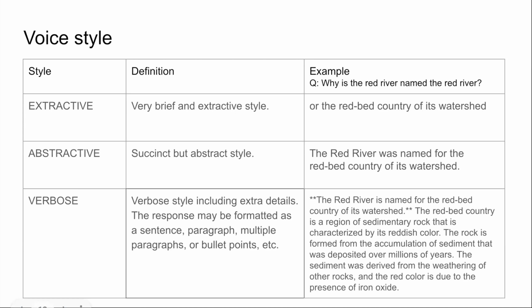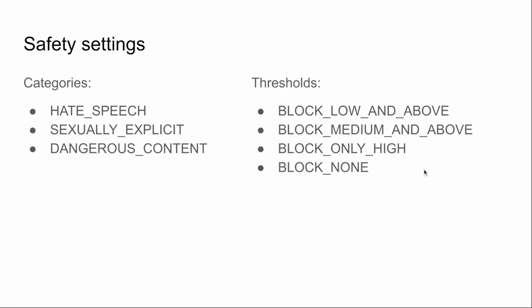For example, the Red River is named for this. It is in this region. The rock is formed due to the accumulation of sediments, etc. So this also gives the developer the ability to be flexible and choose what they want for their application.